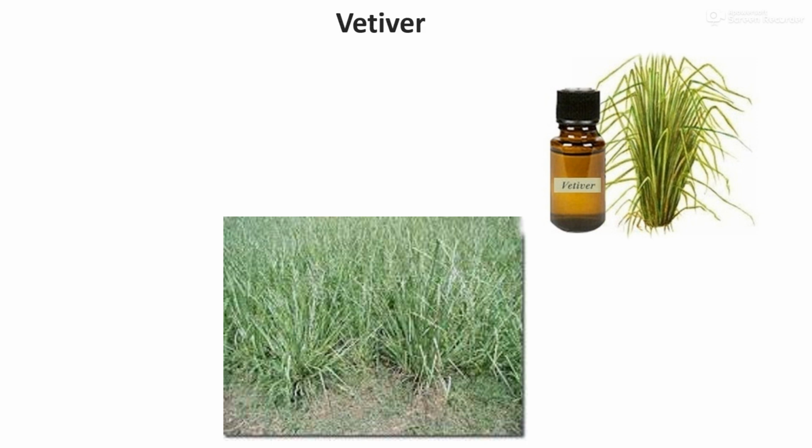Vetiver is considered one of the important aromatic plants, because vetiver oil enjoys worldwide reputation and is one of the finest oriental perfumes. As a plant, vetiver is a dense, clumping, perennial grass which attains a height of up to 1.5 meter.